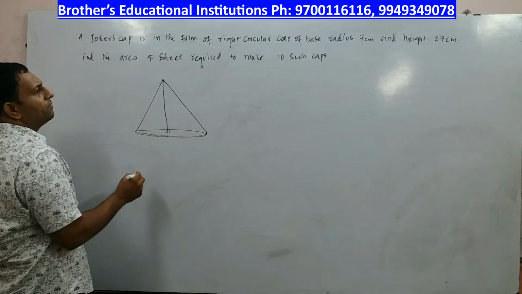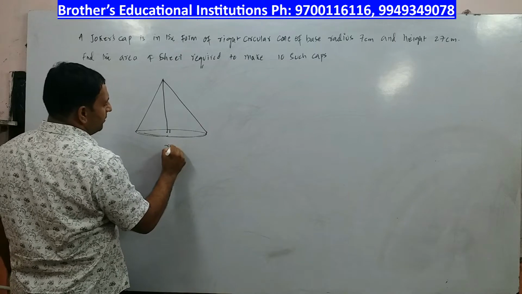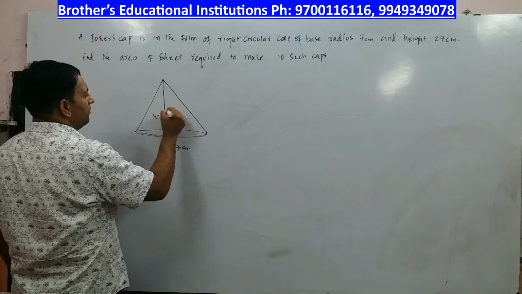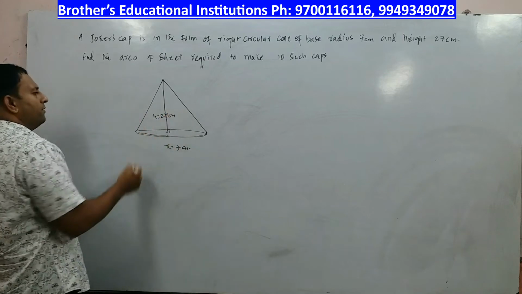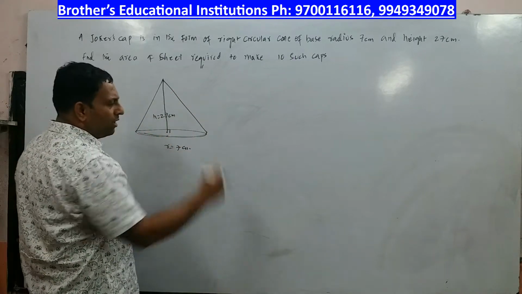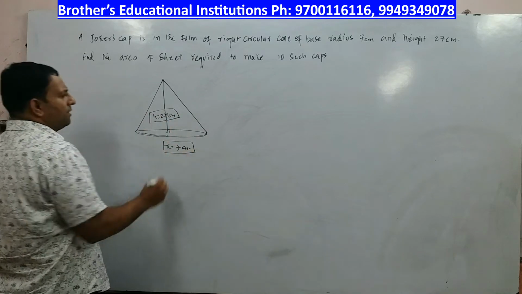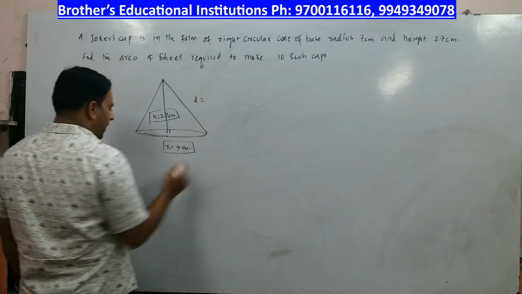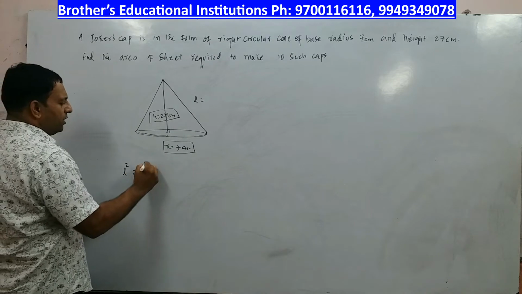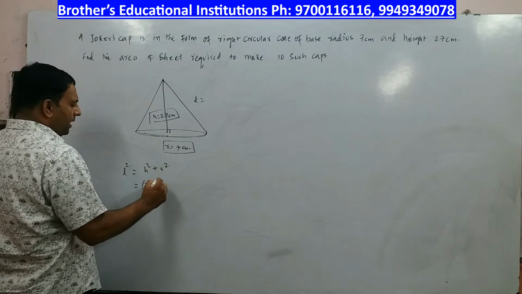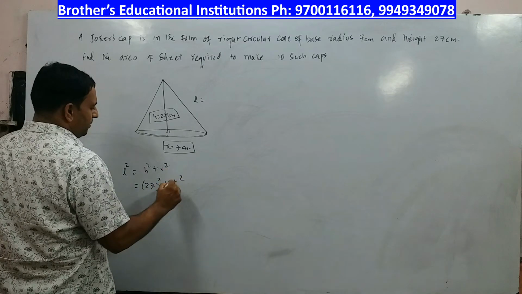What is the radius of the base given to you? Radius is 7 centimeters. Height is 27. I doubt it. Anyhow, 27. If it was 24, the slant height would have been 25. Anyhow, the height given is 27. R is 7. So L is the slant height. We know that L square is equal to H square plus R square. So it is 27 square plus 7 square.